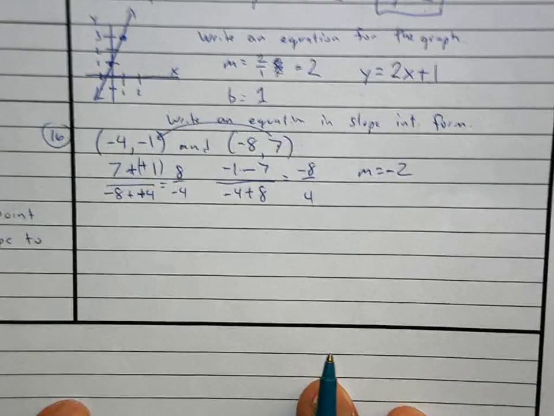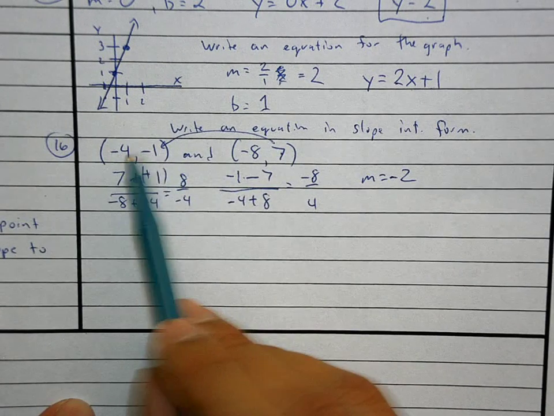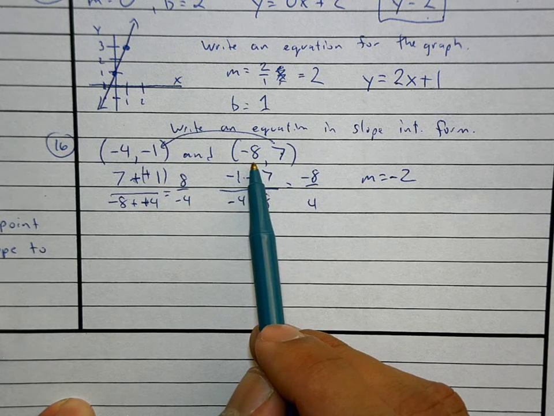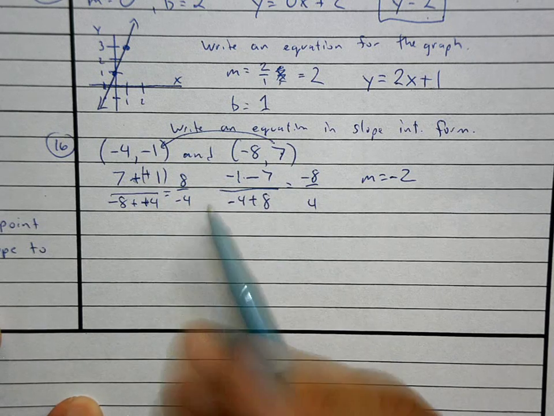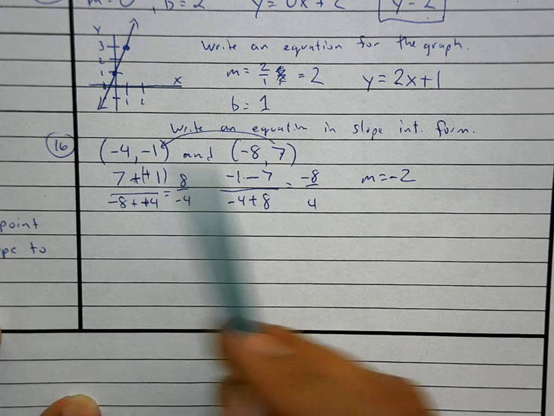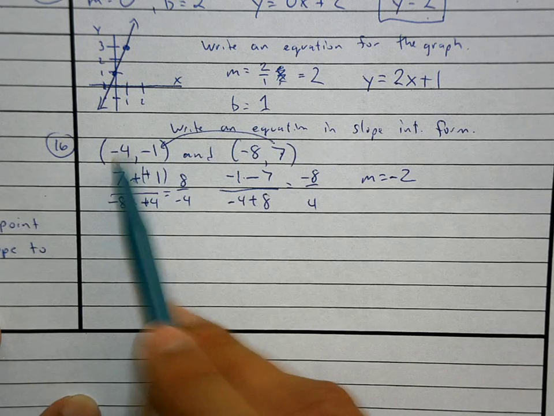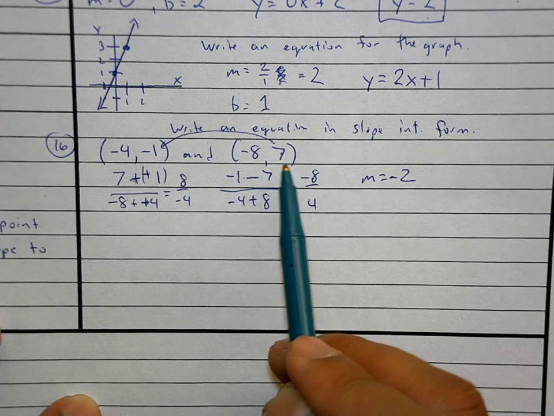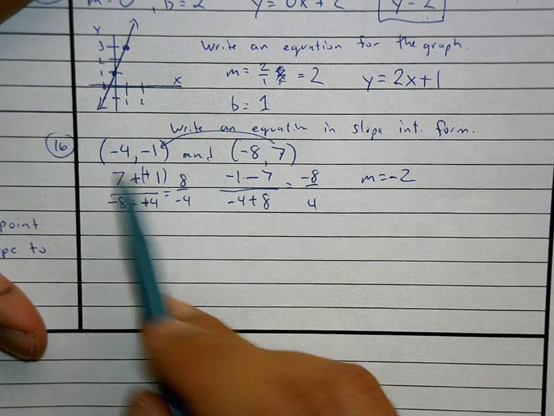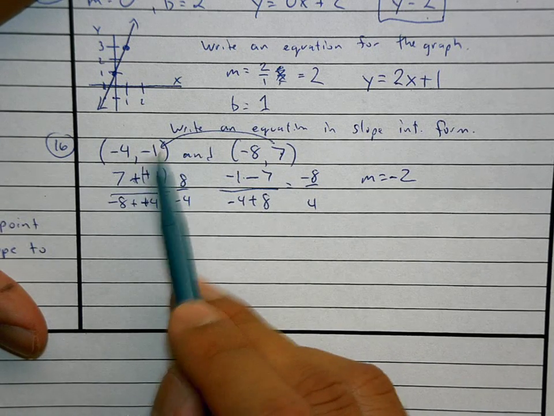Here's what I mean. I have this point and I have this point. I have -4, -1, and I have -8, 7. Which one is smaller? What numbers are going to be easier to work with? That's what you have to decide. What do you think is going to be easier? This stuff or this stuff? Do you want to use -4, -1, or do you want to use -8, 7? What's smaller-ish? Or do these numbers look easier to work with than these numbers?